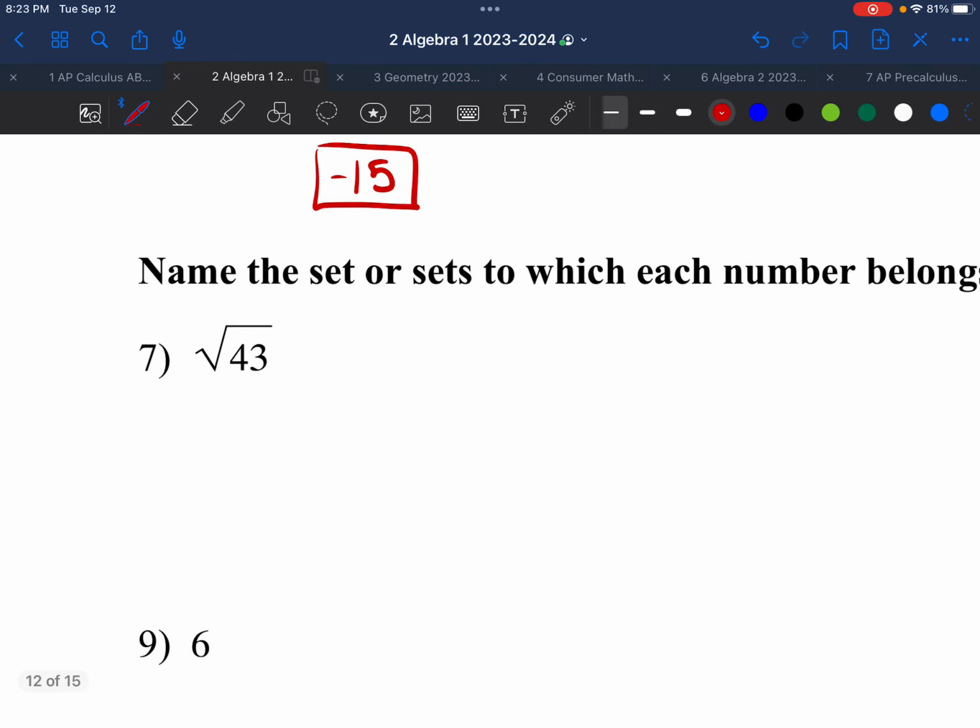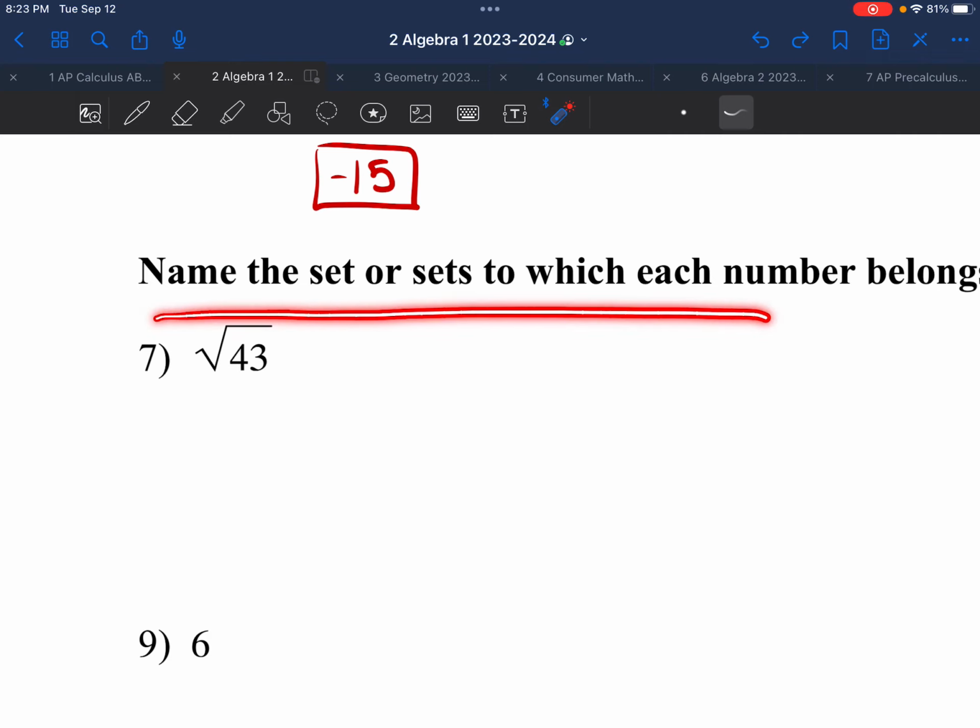All right, number 7, the square root of 43. 43 is a prime number. You cannot do any sort of square rooting, so the answer here is the square root of 43. Oh wait, so I thought I was reducing. I thought I was in geometry. I should read the instructions. Name the set or sets to which each number belongs.